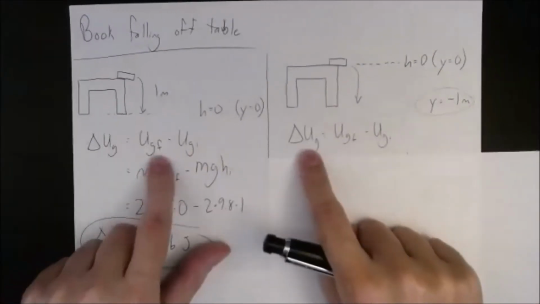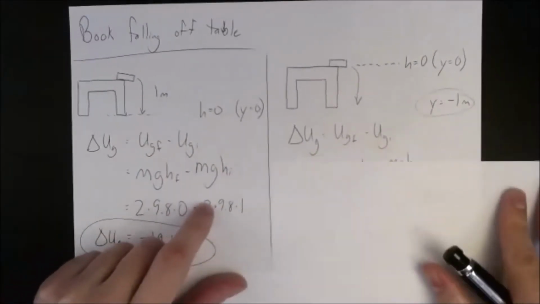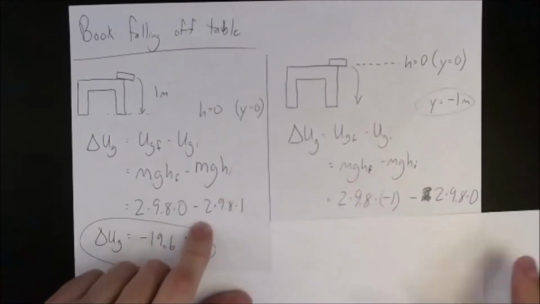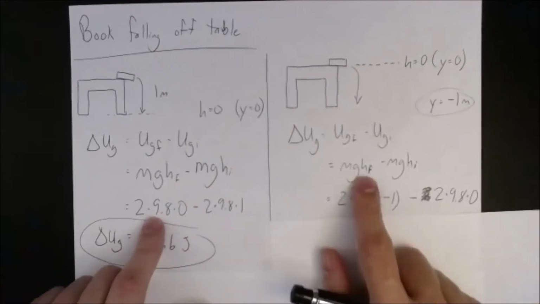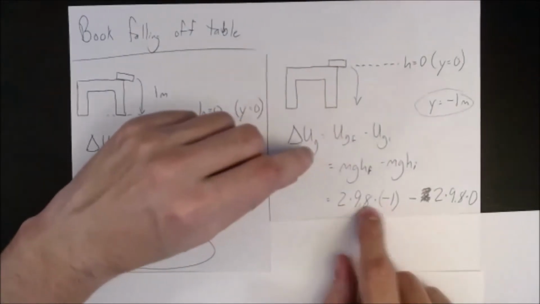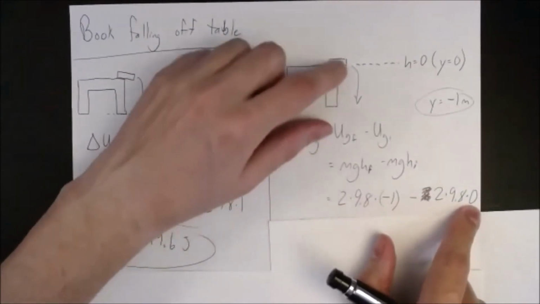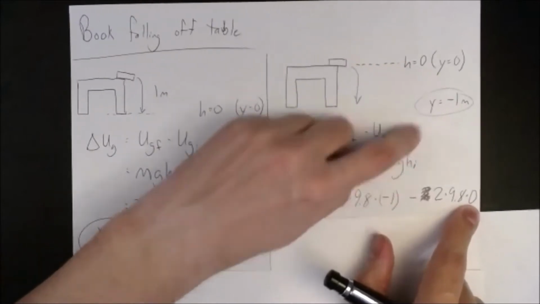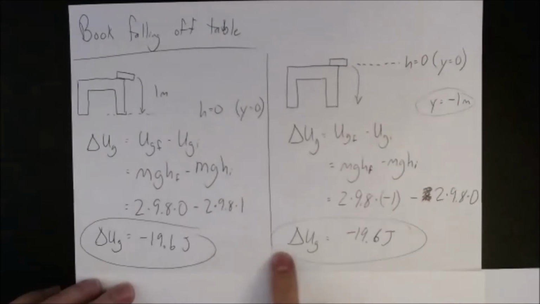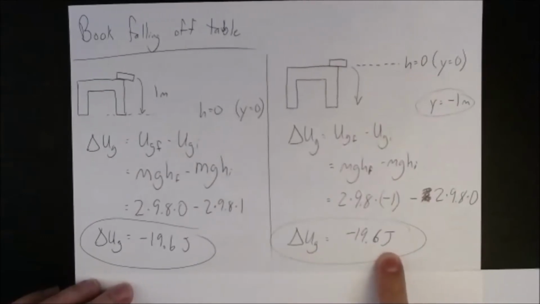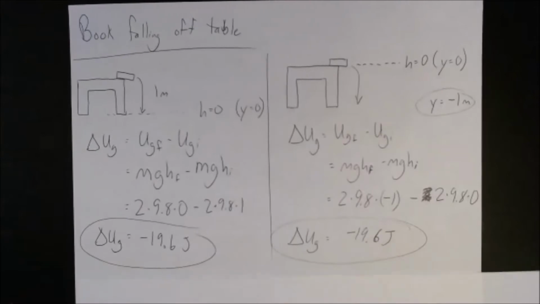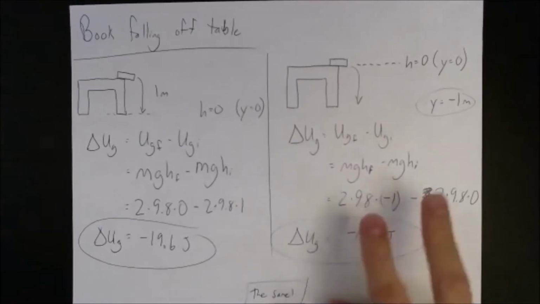We have the same thing here, no change there. We've got the same thing there, no change there. Here we have a change. The height final is negative 1. 2 times 9.8 times negative 1, minus 2 times 9.8 times the initial height, which was 0 because it was initially at 0. And you get the change in gravitational potential being the same number, negative 19.6 joules in both cases. It's the same.